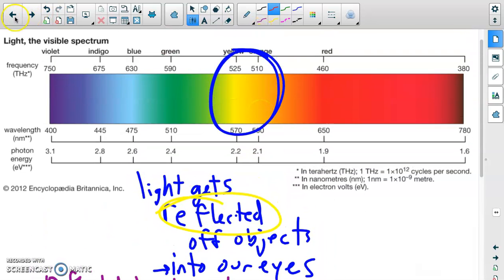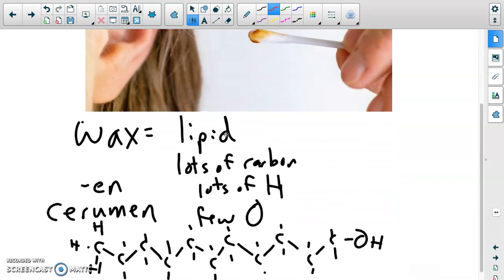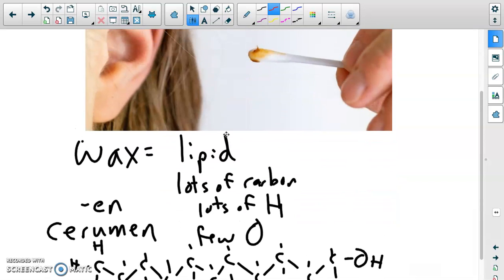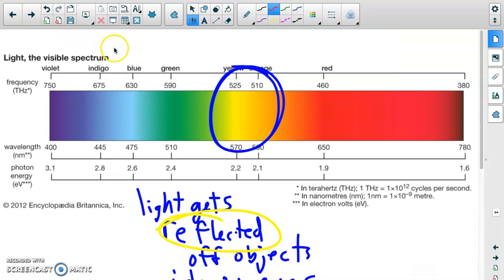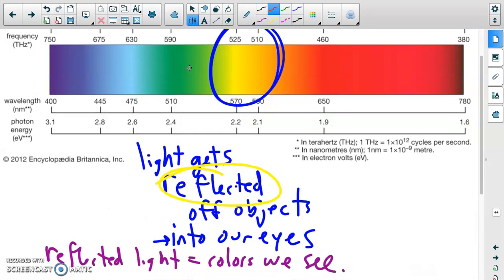So if we come back to our earwax, most of these lipids are in fact in the yellowish region. And for whatever reason, this particular shape and arrangement of carbons and hydrogens, what that shape of molecules does is they reflect light in the yellow range and they absorb all of the other colors of light, and that's why it shows up as yellow. So good luck explaining that one to a second grader.